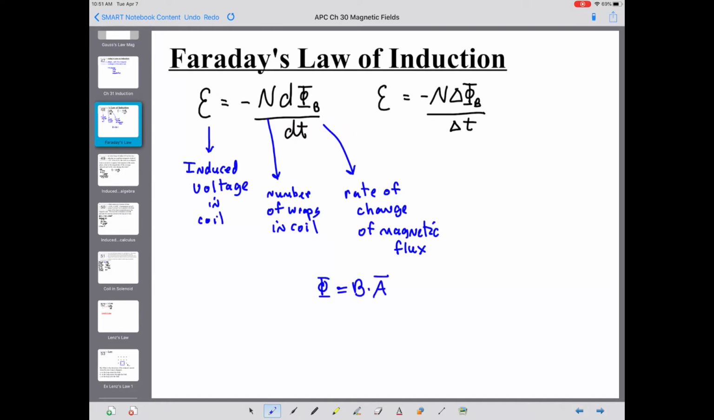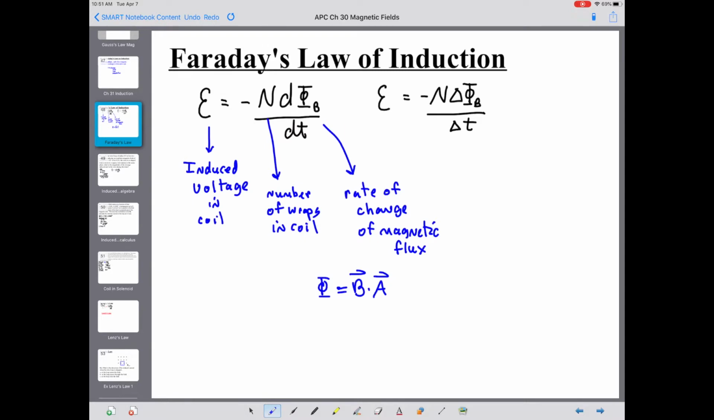And again, remember that magnetic flux is equal to B dot A, or the calculus variety of that. So that changing flux could be a changing field. It could be a changing area. It could be a changing angle between that field and the area. Remember your dot product. Purpose of it is to put your area vector perpendicular to the plane of the area and the field vector in the same direction.